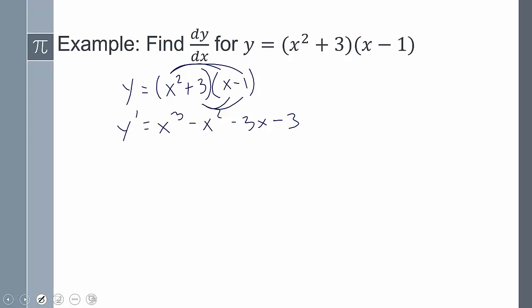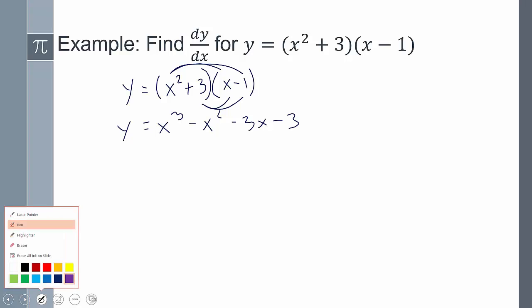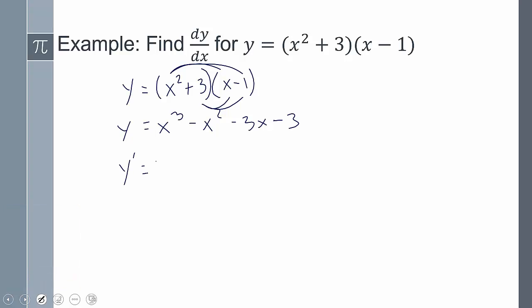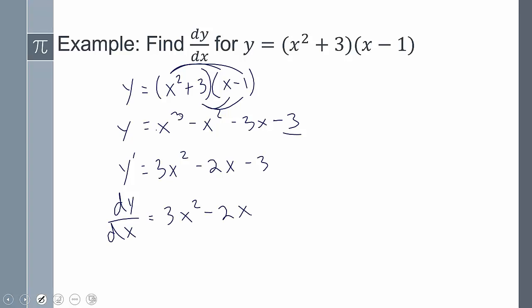So now I can use the power rule. And so I get y prime equals 3x squared minus 2x minus 3, because the derivative of a constant is just 0. Now even pause it and take a look. You can double check. I multiplied the power with the coefficient and subtracted 1 every instance. And maybe because it says dy over dx, you could also write it like that.